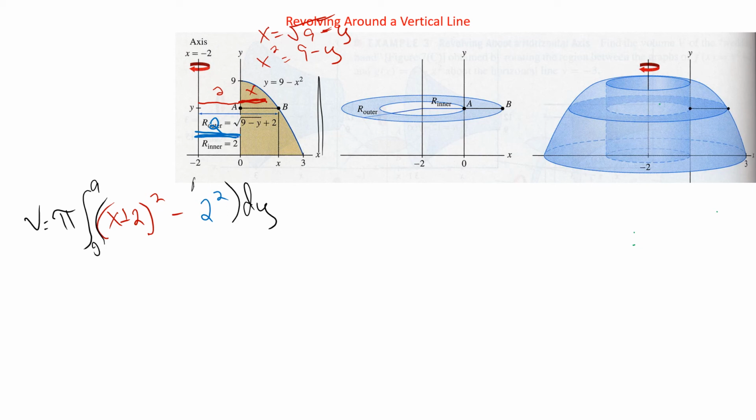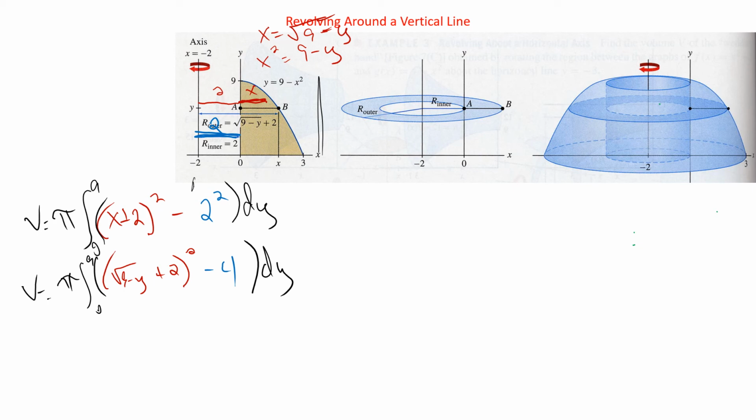Substitute that in for x. So we're going to have the square root of 9 minus y plus 2 squared minus 4 dy from 0 to 9, pi, volume equals.